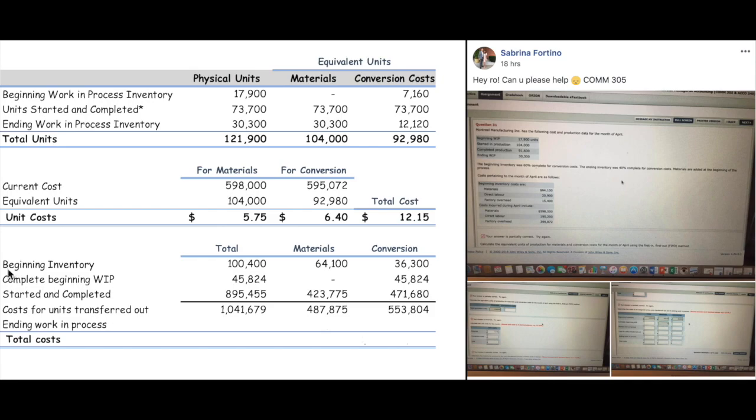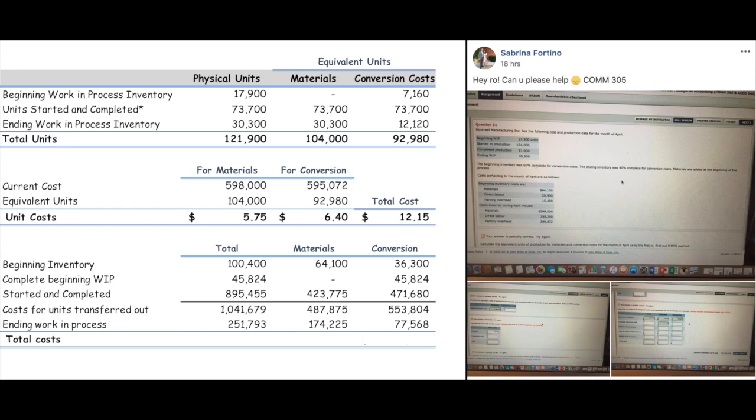So for materials, we have 30,300 equivalent units. We multiply this by 5.75 to assign some cost for materials. We want to do the same with our conversion costs. So 12,120 multiplied by 6.4, you'll get the total for your conversion costs. If you add up these two, you're going to get the total cost of your ending work in process.